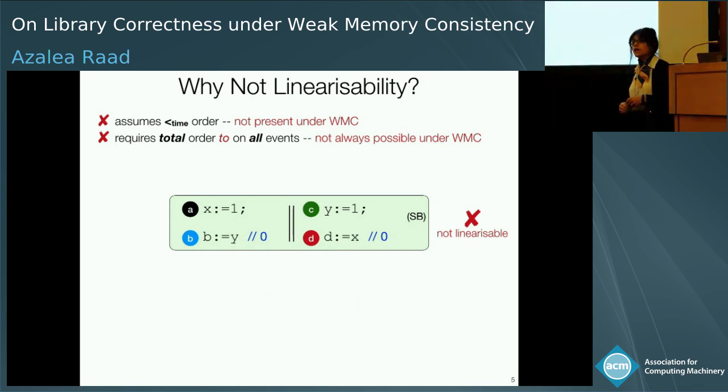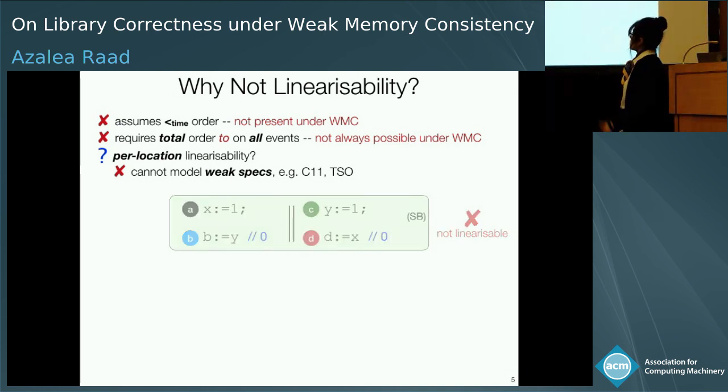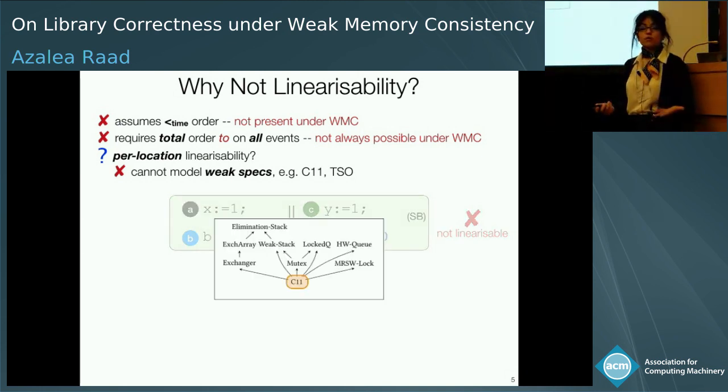Now, you might say, OK, a lot of times when we move from SC to the weak memory world, we relax our conditions and say, rather than a global property, we require something per location. So why don't we say per-location linearizability? The answer is because of libraries such as C11. For instance, take the C11 fences. They put ordering constraints across multiple locations and not a single location. And if I were to require per-location linearizability, then I wouldn't be able to specify those. And if you remember, I said that I want to be able to build everything from the ground up. In particular, I want to be able to port the C11 specification, and I couldn't do that.